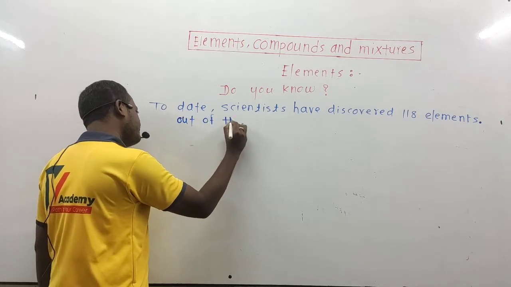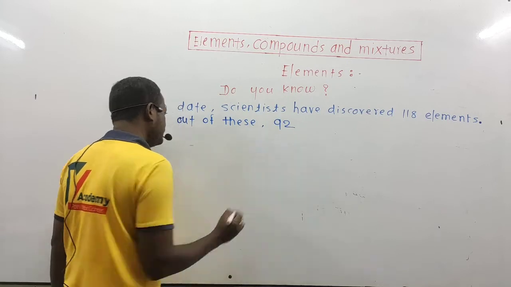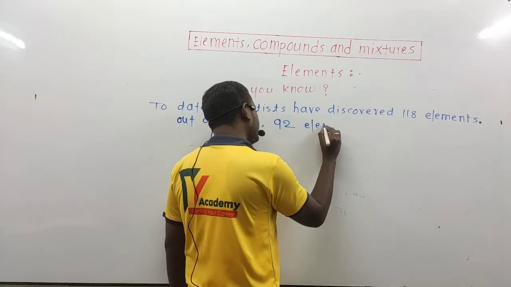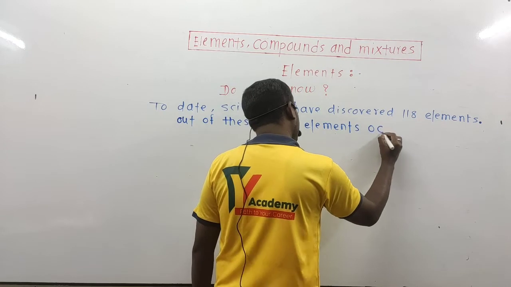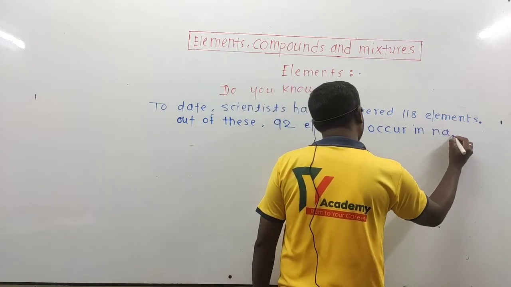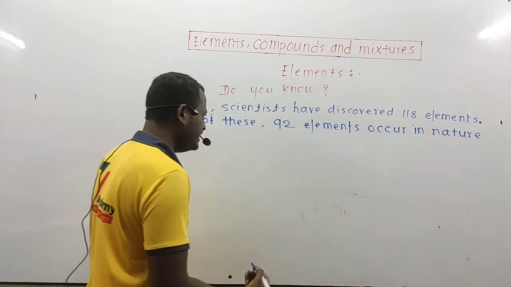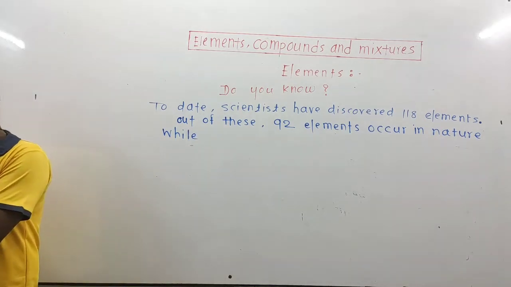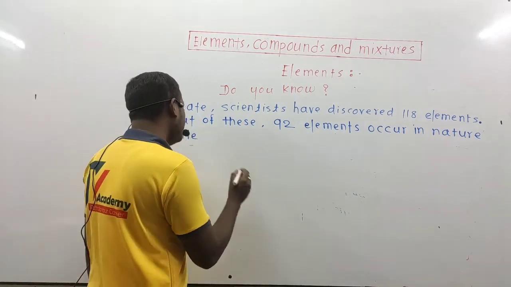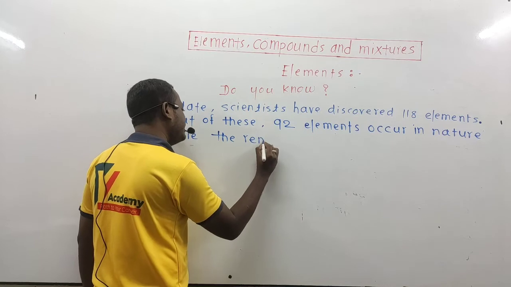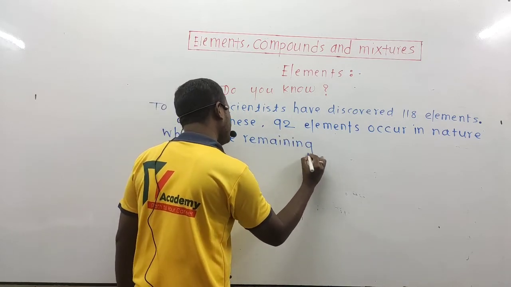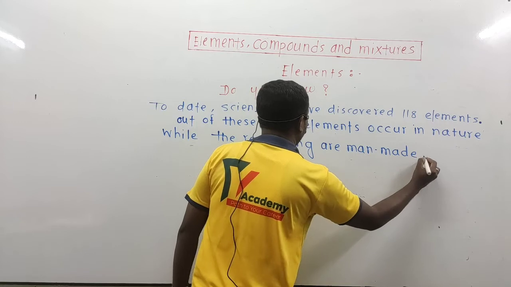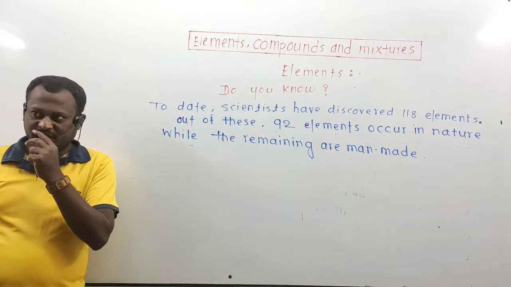Out of these, 92 elements occur in nature, while the remaining are man-made.